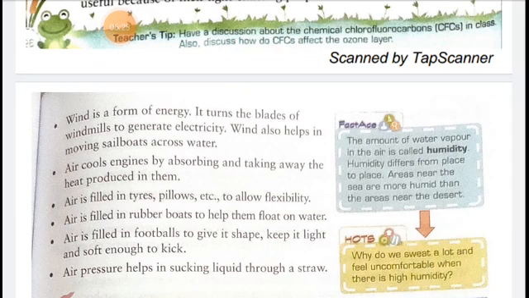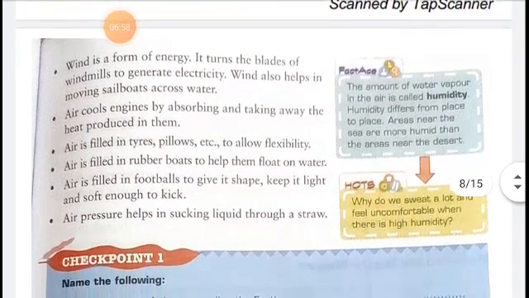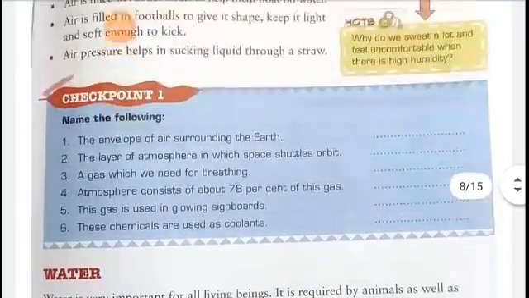Air is filled in tires, pillows, etc. to allow flexibility. It is filled in rubber boats to help them float on water. It is filled in a football to give it shape and keep it light and soft enough to kick. And air pressure helps in sucking liquid through a straw. Whenever you have cold drinks with a straw, you can take a sip because of air pressure only.